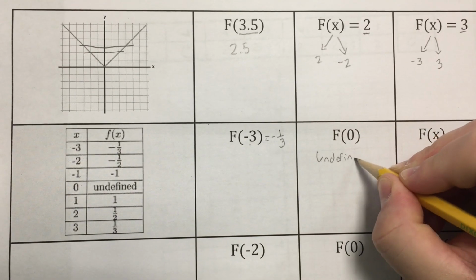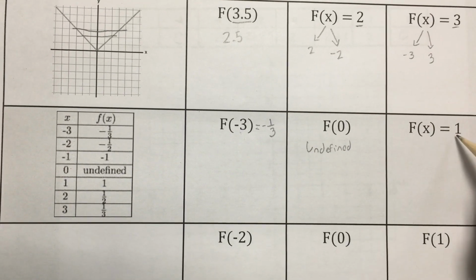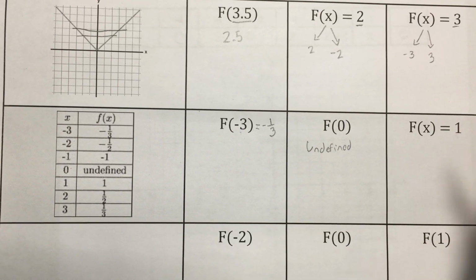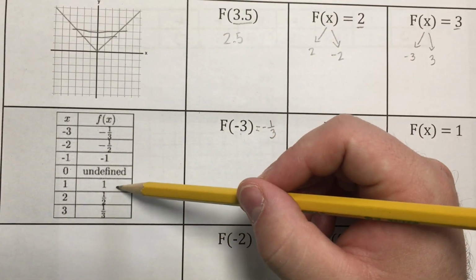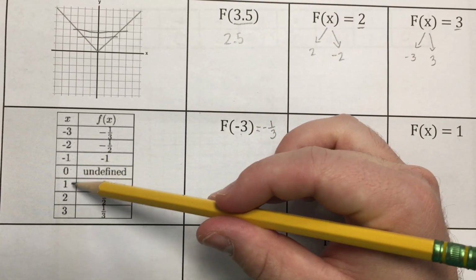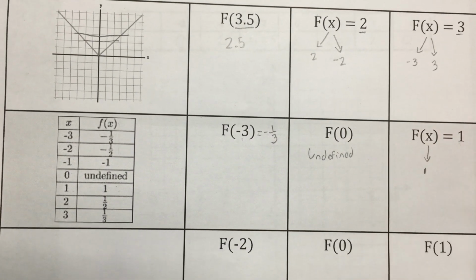So we're trying to look at our different parts of the table to make some comparisons. Here, this is referring to a y value. So one is our y. So we got to look at the f of x column. When our y is 1, our x is also 1. So x is 1.